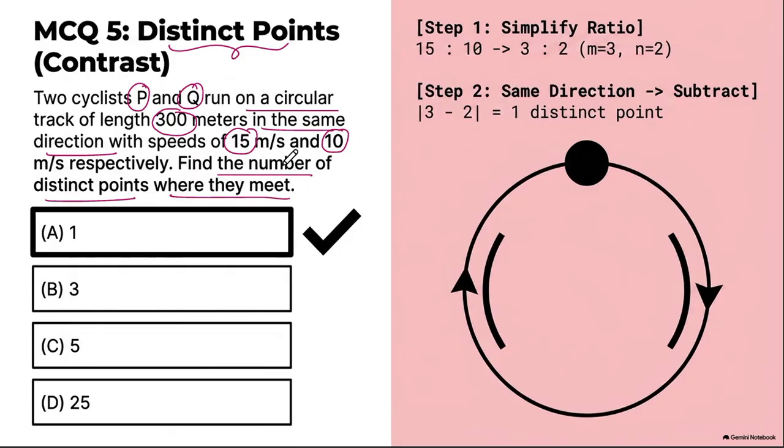So to find the number of distinct points, we have to just focus on the speeds. The speed of the first cyclist is 15 and the speed of the second cyclist is 10. So find the ratio. 5 3s are 15, 5 2s are 10. So the ratio is 3:2. Now check the direction. The direction is the same. So in case of same direction, we have to subtract the ratio. So 3 minus 2, which is 1. So at only one point they will meet.